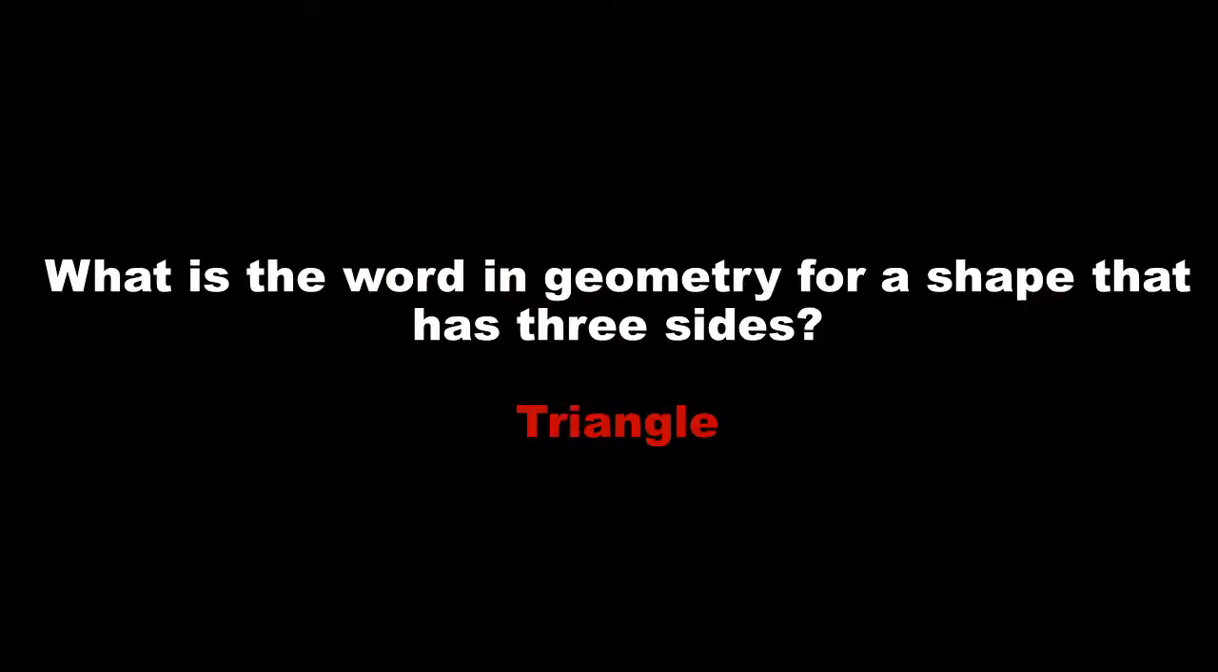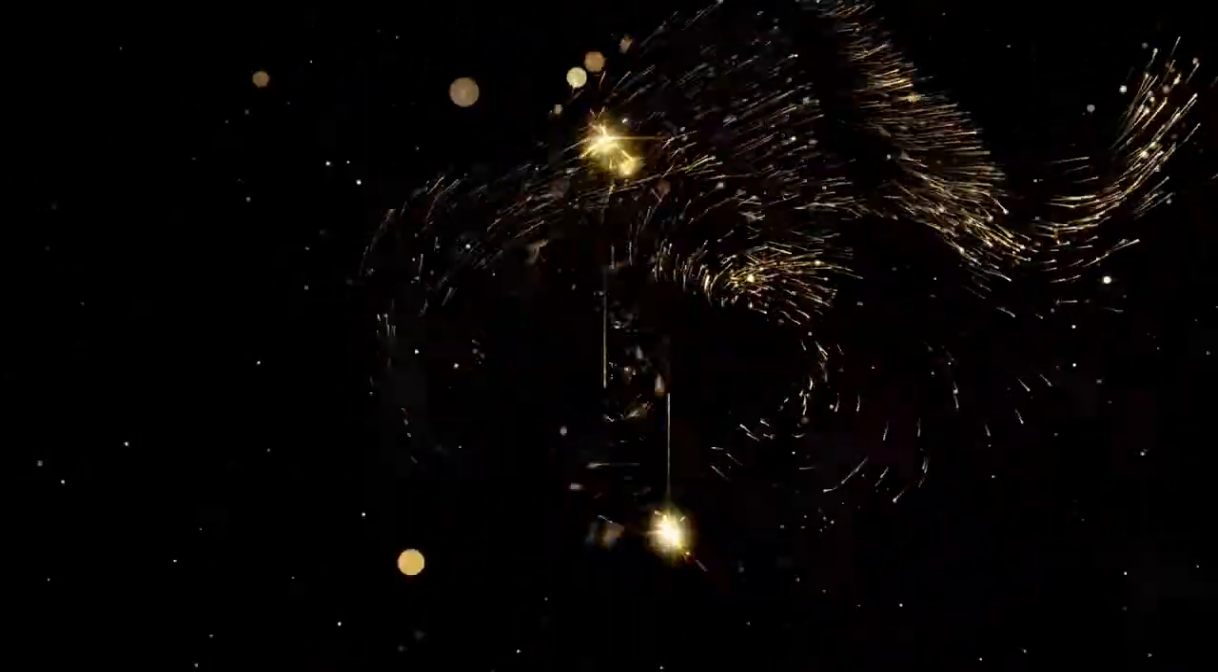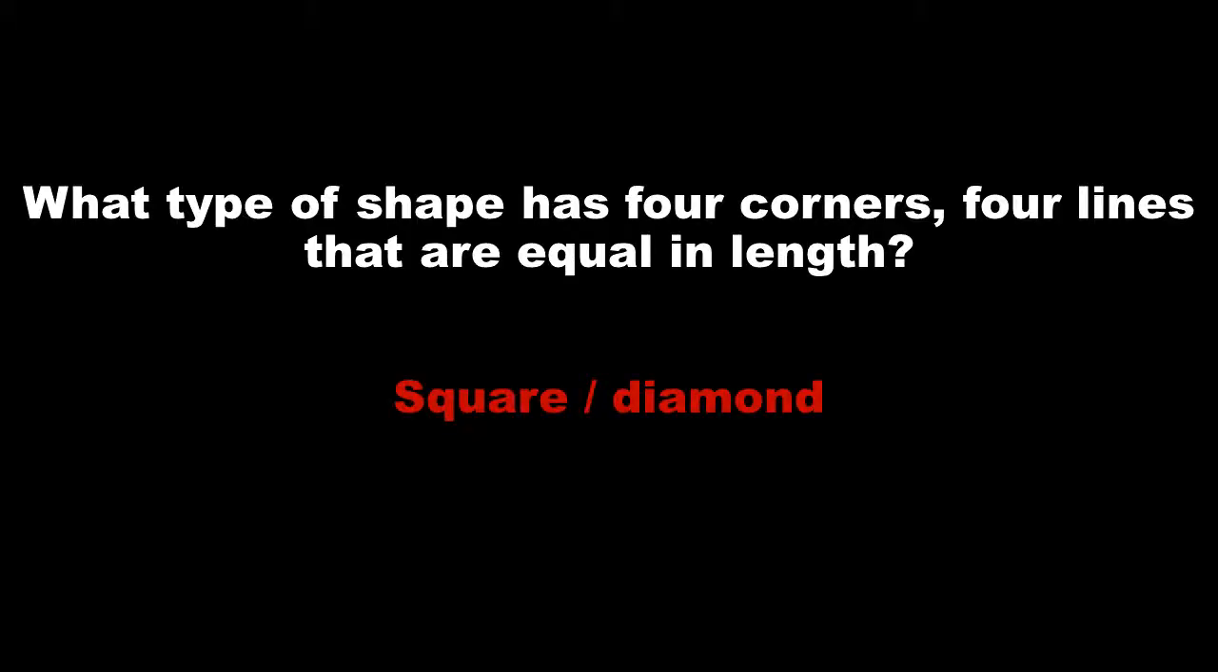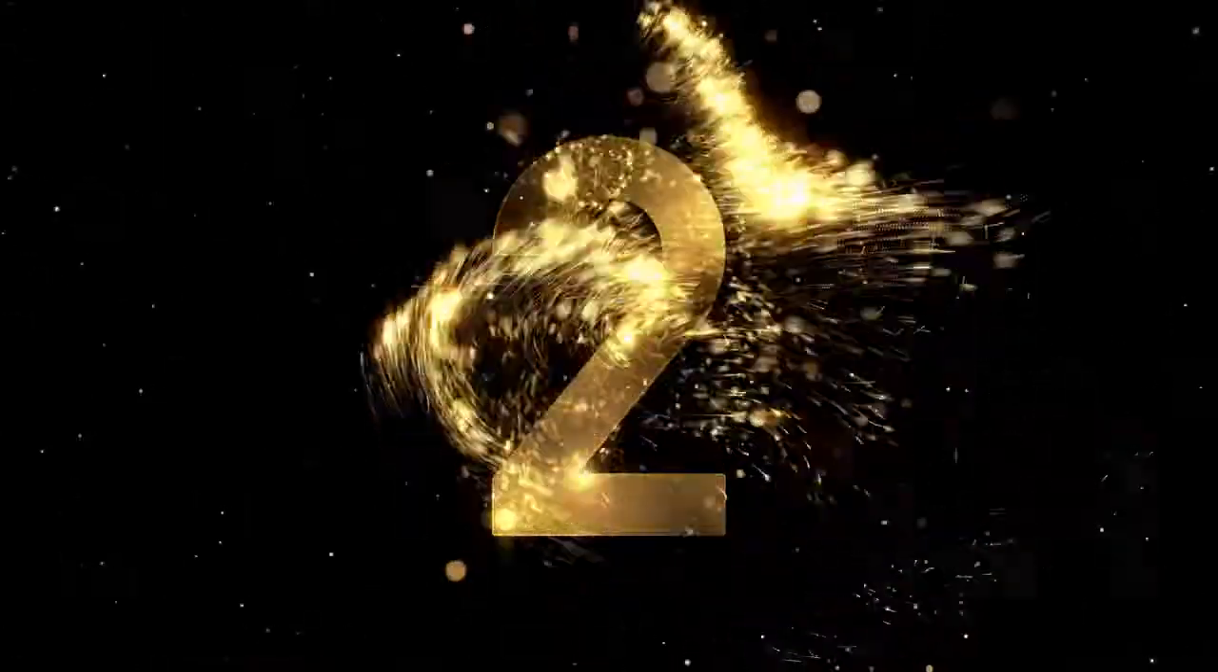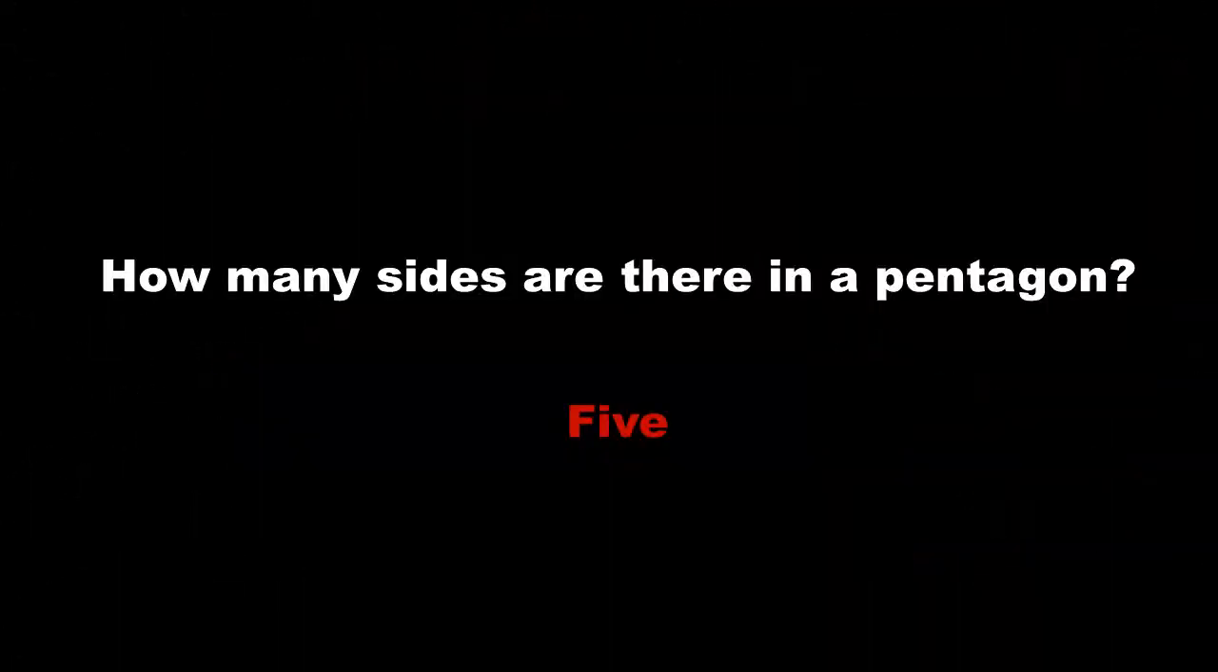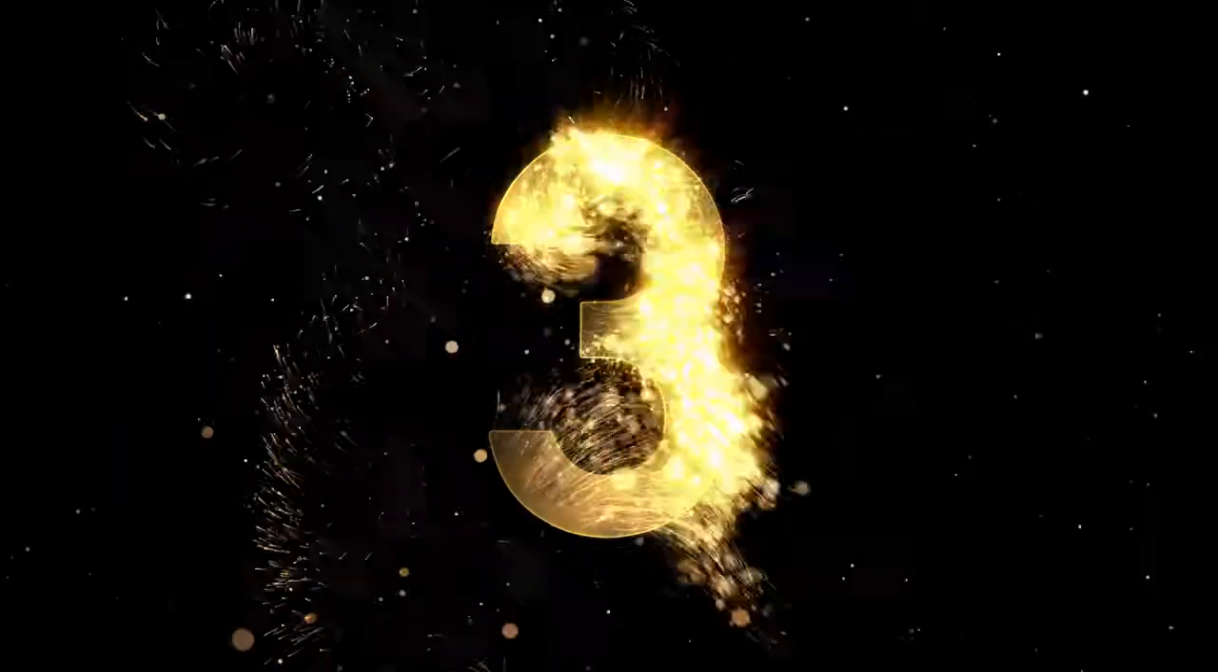What is the word in geometry for a shape that has three sides? Triangle. What type of shape has four corners, four lines that are equal in length? Square or diamond. How many sides are there in a pentagon? 5. If a figure is hexagonal, how many sides does it have? 6.